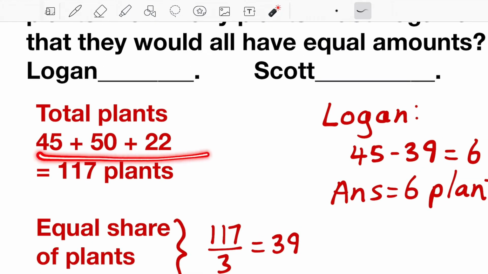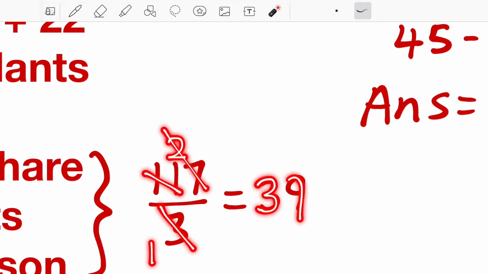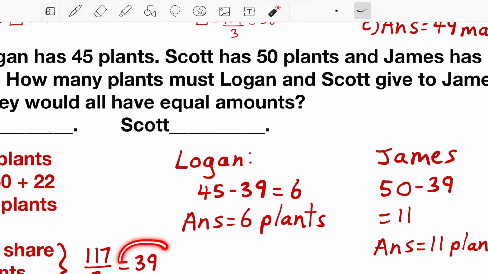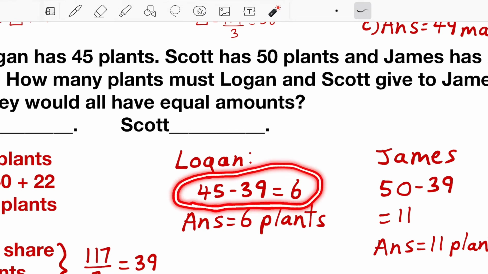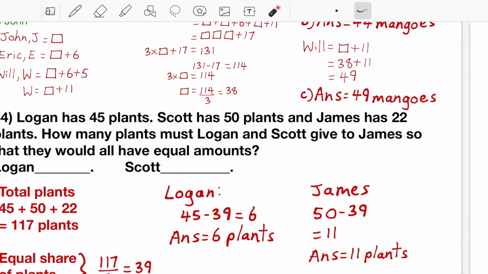So we add these numbers together, we get 117. We divide 117 by 3, we get 3 into 3 is 1, 3 into 11 is 3, remainder 2, 3 into 27 is 9. So everyone's supposed to get 39. However, Scott has more than 39, so we subtract to see how much he needs to give to James.